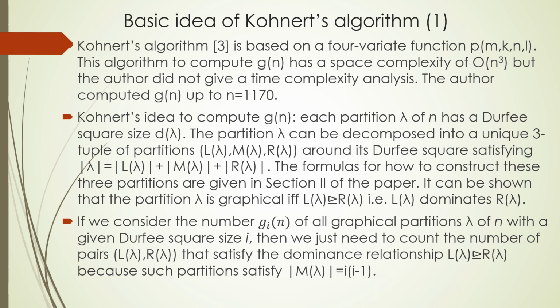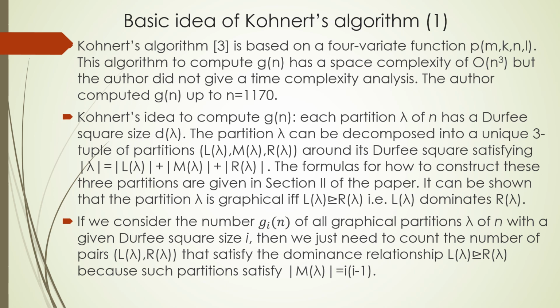And they have this kind of relationship for their weights. Here is the weight of each partition, like lambda, L lambda, M lambda, and R lambda, which is just the sum of the parts of these partitions. And it turns out the previously mentioned criteria to test whether a given integer partition is a graphical partition can be transformed into an equivalent criterion here: L lambda dominates R lambda. That's the necessary and sufficient condition to say that the partition lambda is a graphical partition.